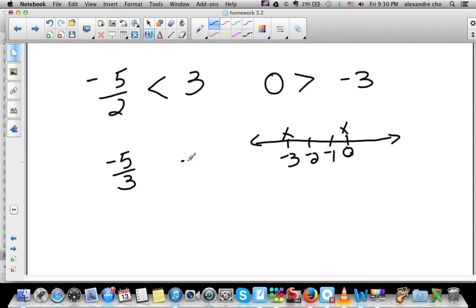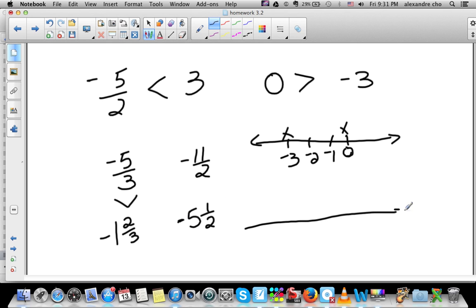-5/3 and -11/2. Ooh, tricky. Okay, key here, if I were you, I'd change that to a mixed number. 3 goes into 5 once, 2 left over, negative. 2 goes into 11 5 times, and you have 1 left over and a half. Still doesn't help us. So on the side, draw a number line. So that's 0, that's 1, that's 2. Okay, it's not to scale, right? 3, 4, 5.